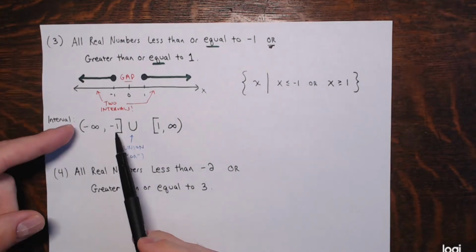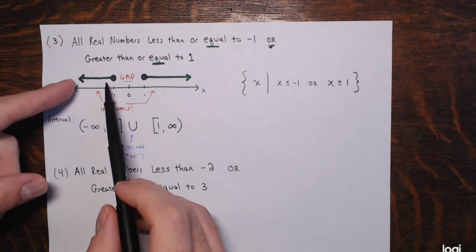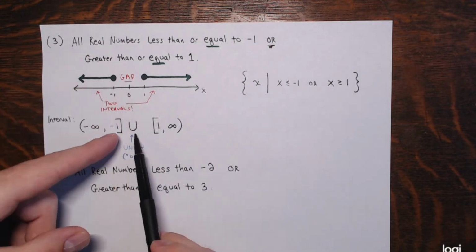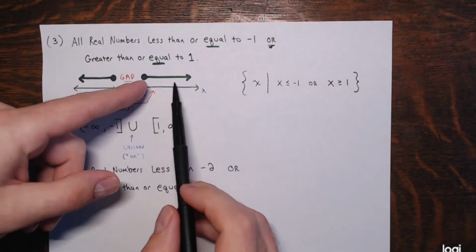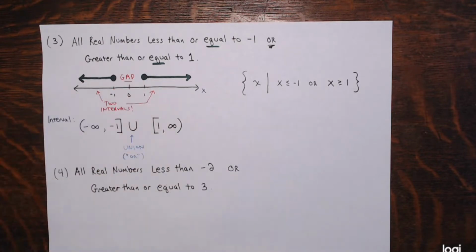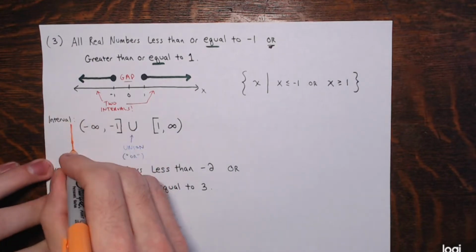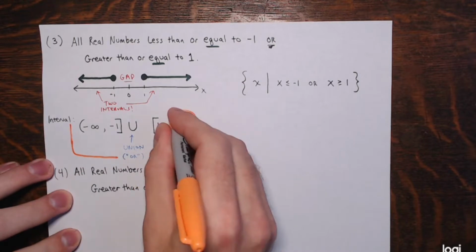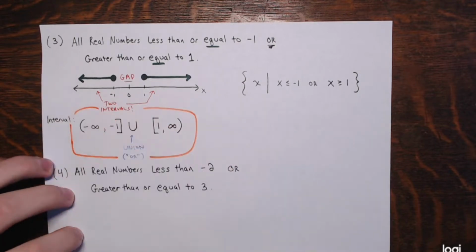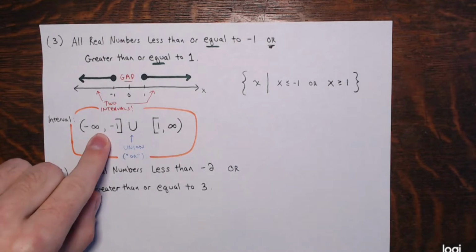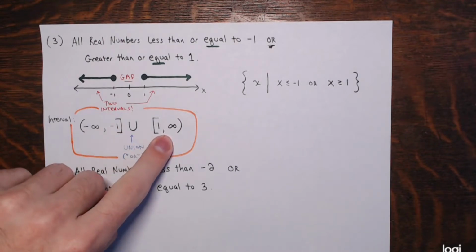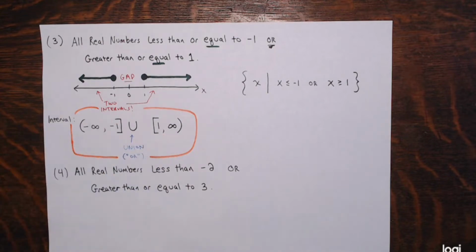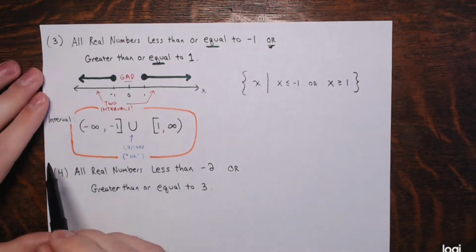So I have the interval notation for the first interval, a gap represented by the union symbol, and then interval notation for the second interval, the second piece of the picture. And we're done. This is the interval notation for that set of numbers being described to us: all the real numbers less than or equal to -1 or greater than or equal to 1. Wonderful.